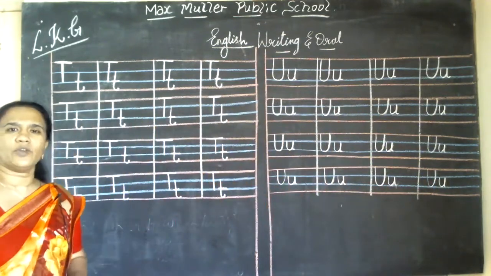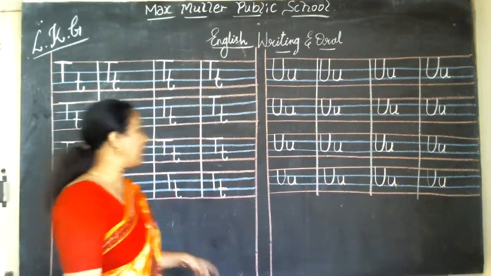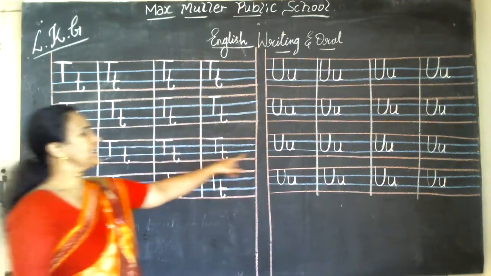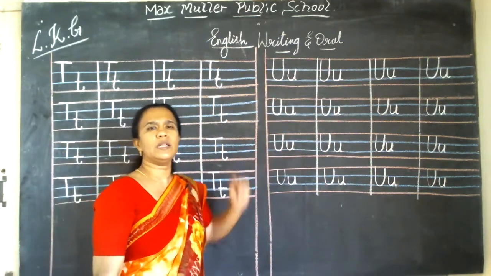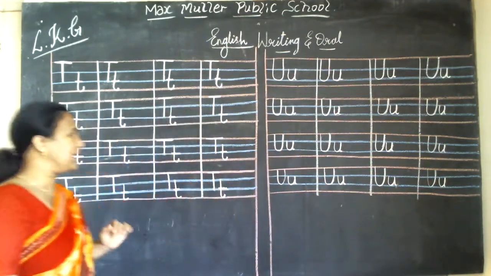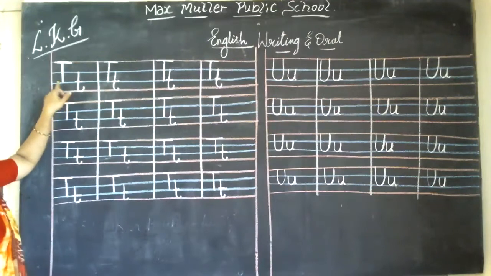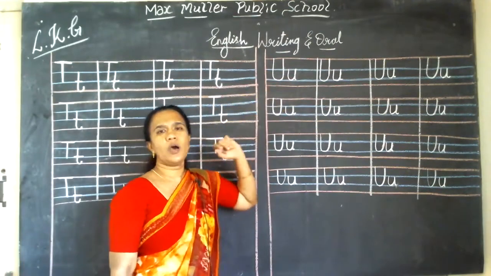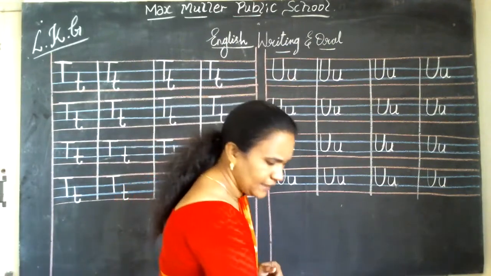Four line books you have got now. In that book, you have to write capital T, small t, capital U, small u. Write neatly, understand? Capital T, small t, capital U, small u. Understand?